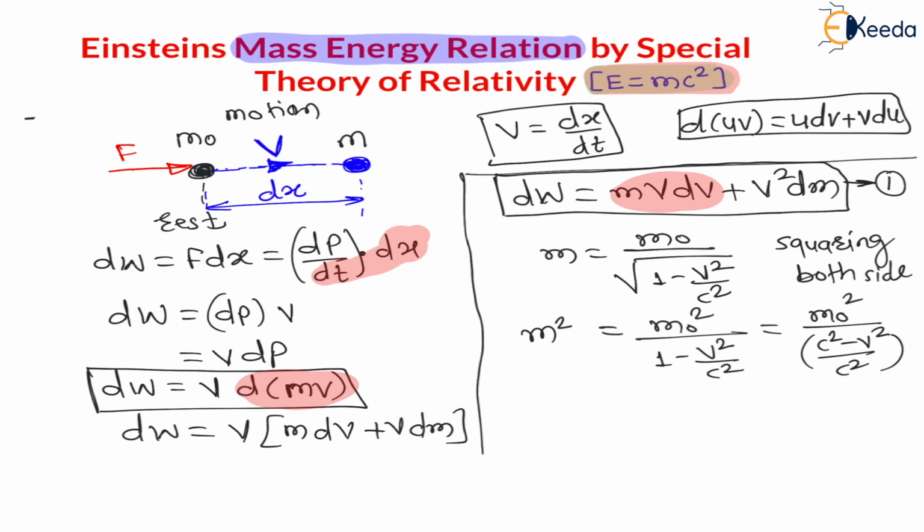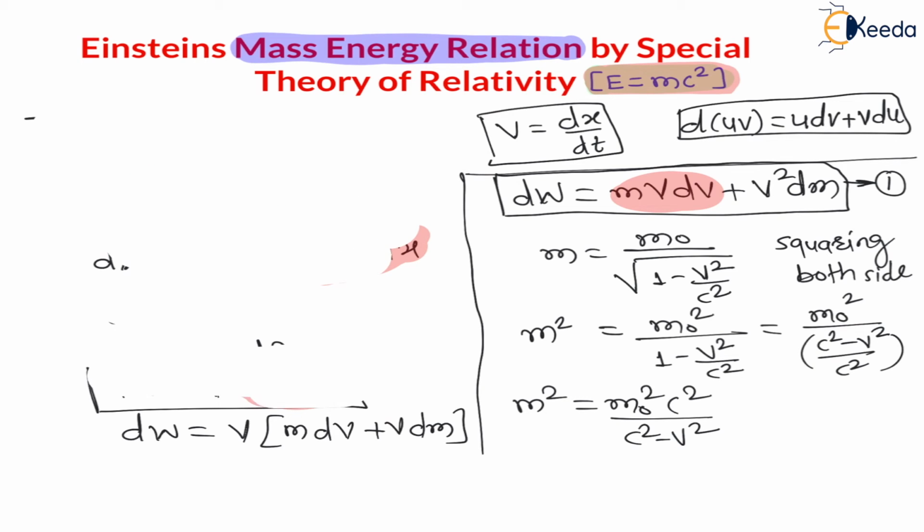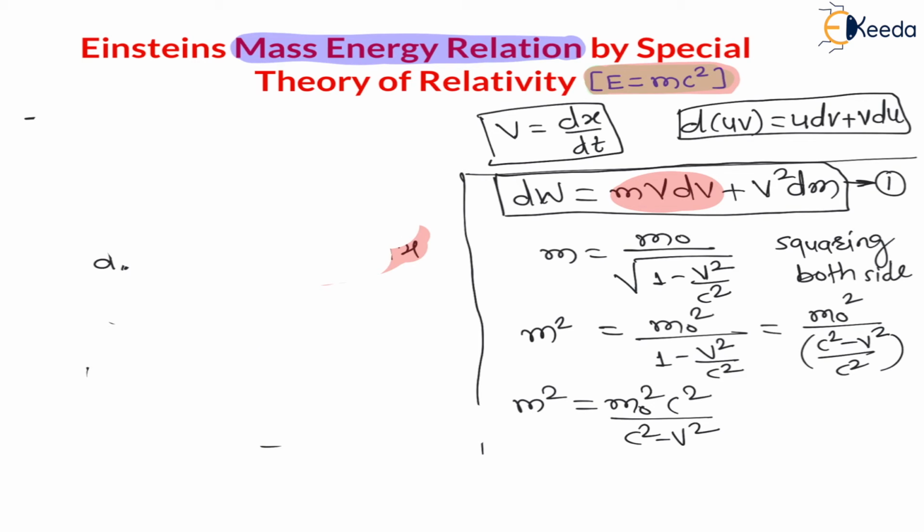Therefore my dear students, this m square is equal to m naught square c square divided by c square minus v square. Again let us multiply this m square by c square minus v square, right? So here I will delete this portion, because already we have written this. Now my dear students, I am doing cross multiplication again.